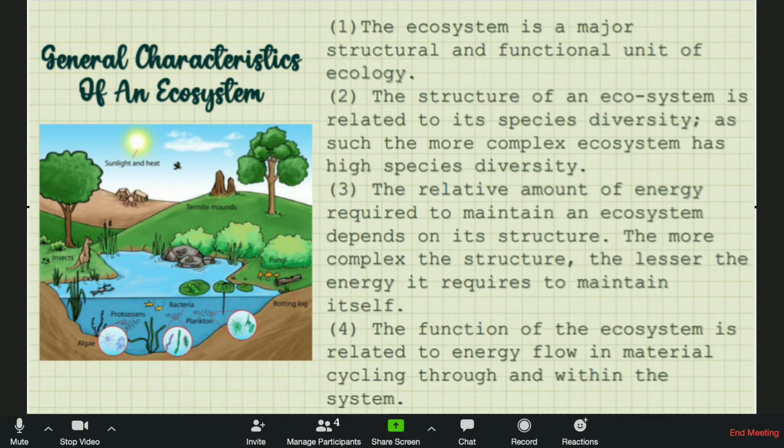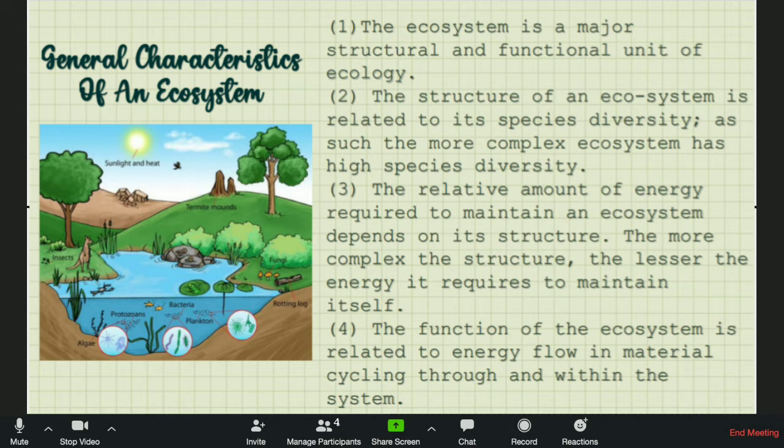So let's talk about the general characteristics of an ecosystem first. According to Smith, the following are the general characteristics of ecosystem. First, the ecosystem is a major structural and functional unit of ecology. Second, the structure of an ecosystem is related to its species diversity. As such, the more complex ecosystem has high species diversity.